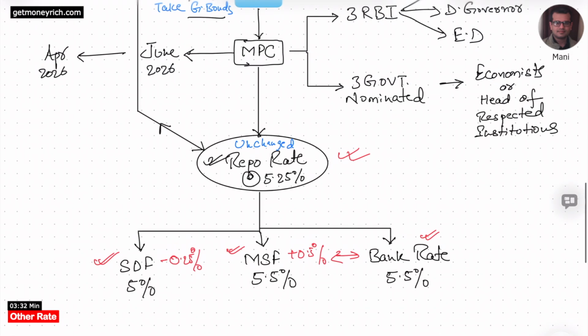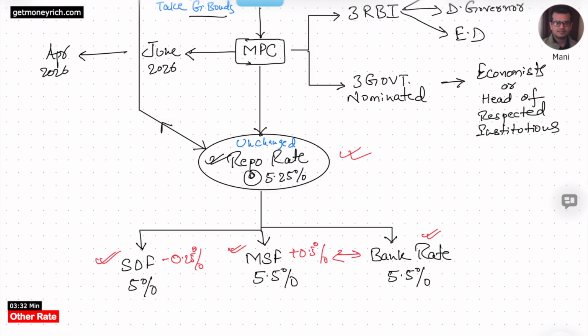So we have already understood what repo rate is. Repo rate is the loan that banks can take from RBI, but for that they have to give a collateral. And what is the advantage of taking a loan by keeping a collateral with RBI? You will get the lowest rate. This repo rate is the lowest rate.